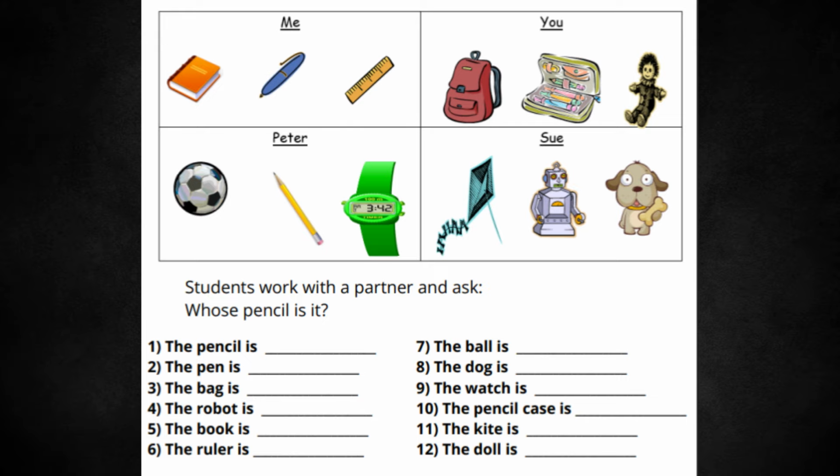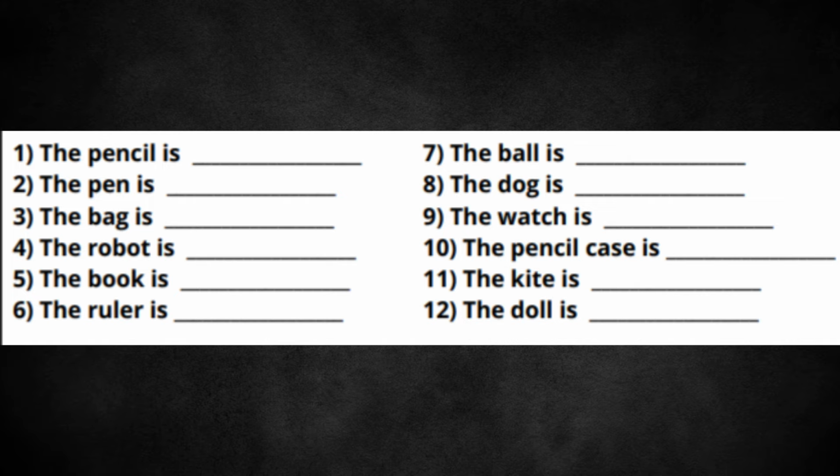So the students can ask a partner, whose pencil is it? The pencil is Peter's. Or we can say, the pencil is his. The pen is mine. The ball is his. The dog is hers. The pen is yours.